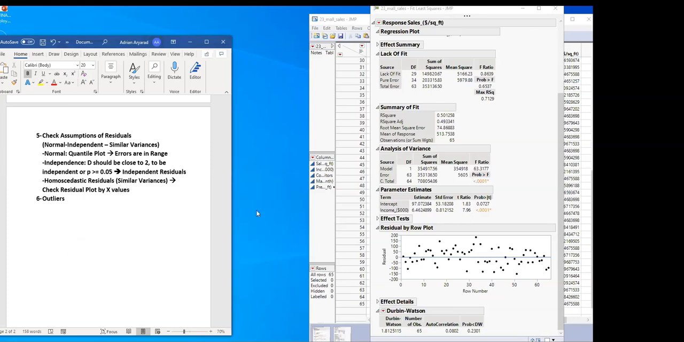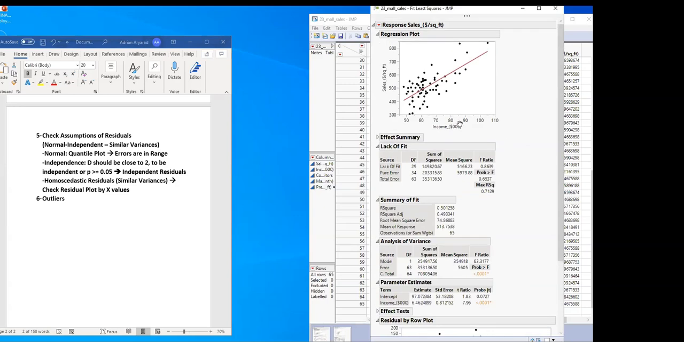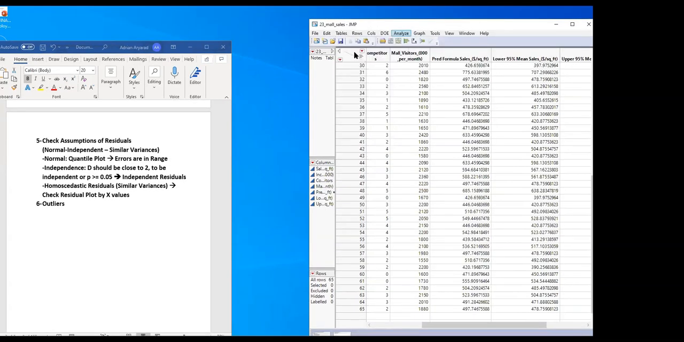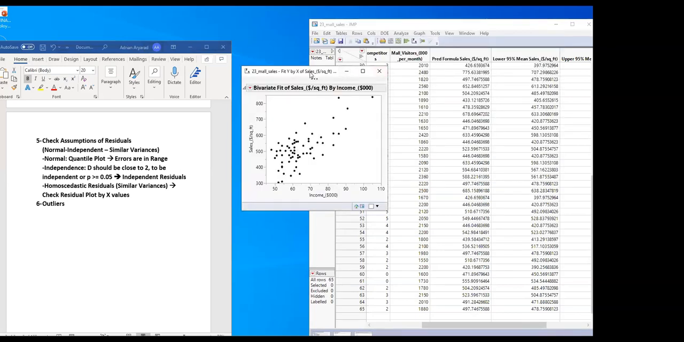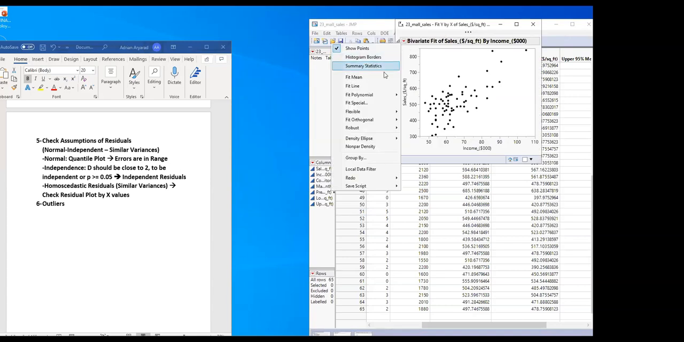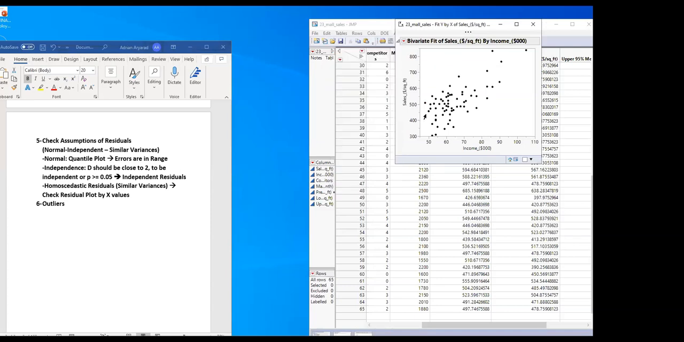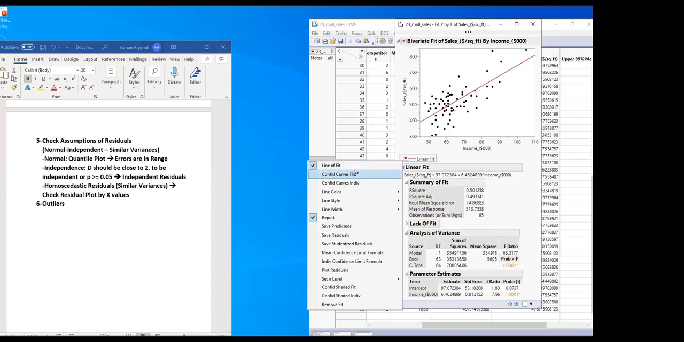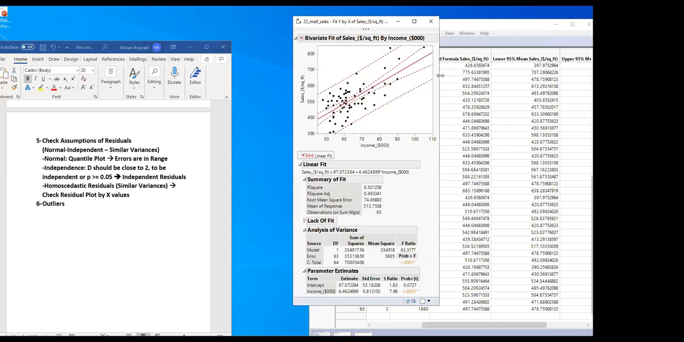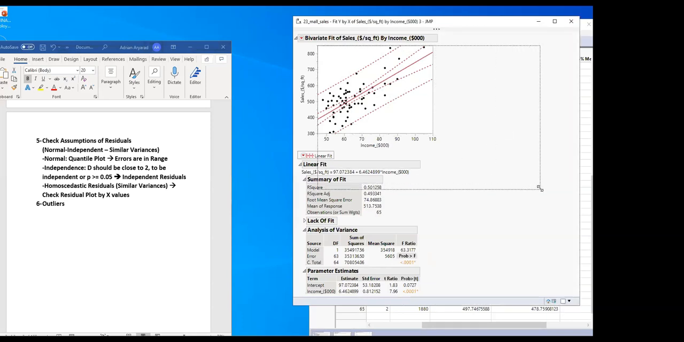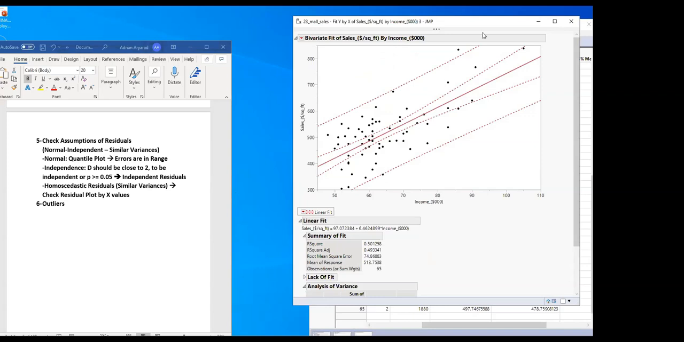Right, and then the last one will be the outliers. So for outliers, I taught you a few methods to do it. Fit Y by X, sales, income, click OK. They both give you the same answers, but some of those options are available under the fit model, but some are available under fit Y by X. So fit line, the red triangle. Let's look at the curve, not this one. We want this curve, right? So where are our outliers? Based on the 95%. This is one way to find outliers. One is here and one is there.